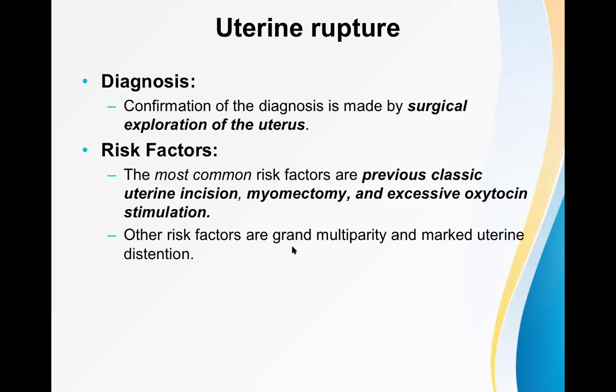And other risk factors are grand multiparity and marked uterine distension. Now grand multiparity, she has given birth to many babies, so already the uterus is thinner and weaker. On the other hand, marked uterine distension means the uterus is very big, it is markedly distended, so there is a chance of rupture.